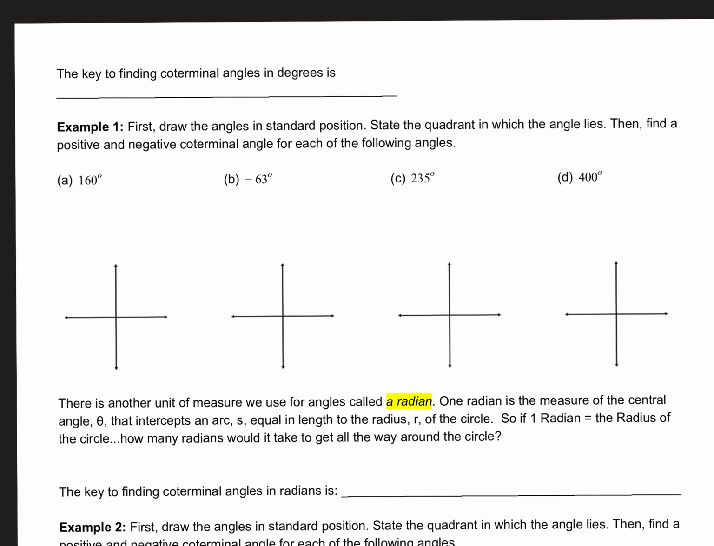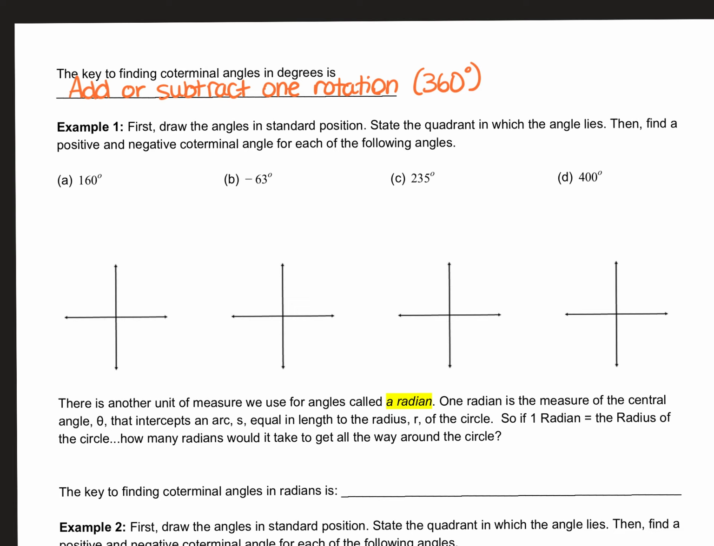So the next thing we're going to talk about here is coterminal angles. Now, we defined what coterminal angles were a moment ago. And the key to finding coterminal angles is to either add a rotation or subtract a rotation from any given angle. So that is our key to finding coterminal angles in degrees. So I'm going to either add or subtract one rotation, which in degrees is 360 degrees. All right, so let's try a couple of these.